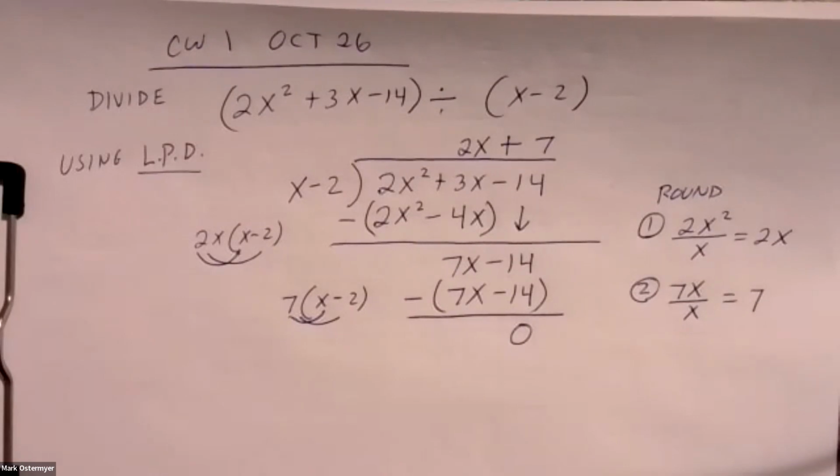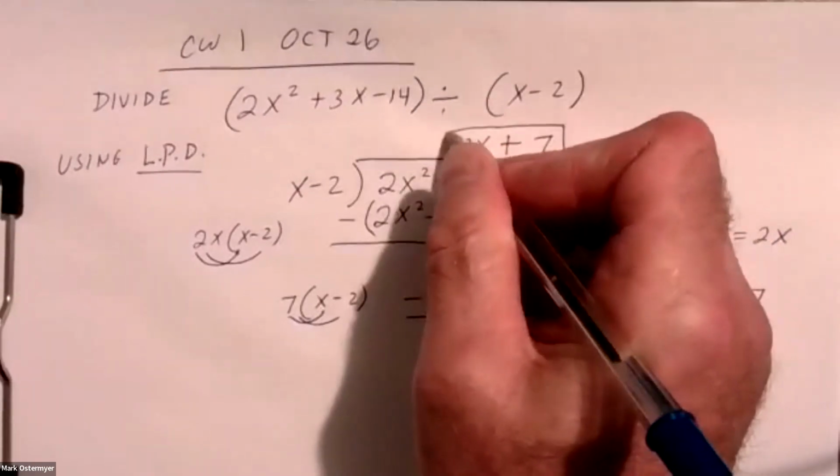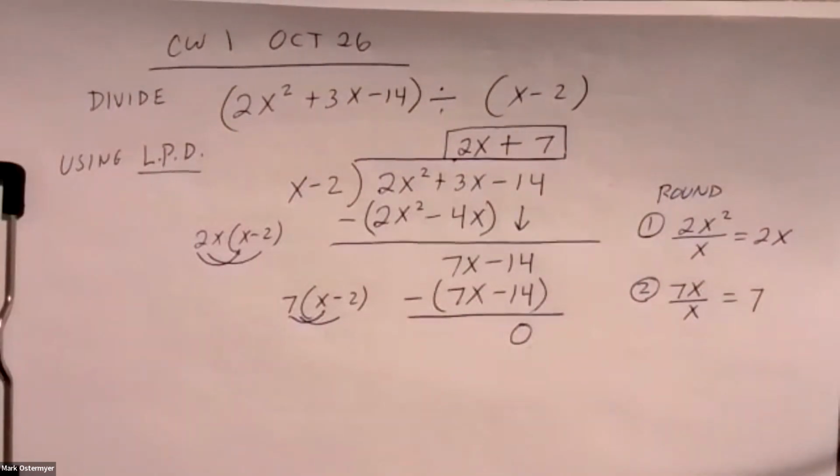All right, did anybody get zero remainder? Yes. All right, here's your quotient, 2x plus 7. And our remainder is 0, okay? All right, ladies and gentlemen, this is called long polynomial division.